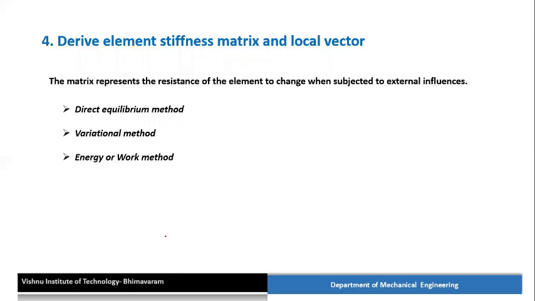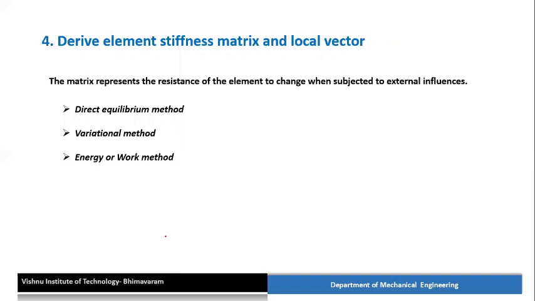If you want to derive the element stiffness matrix and load vectors, first of all, we have assumed the displacement function. The stiffness matrix or load vectors of the elements are to be derived by using either the direct equilibrium method, the variational approach, or work energy methods. We have to choose a suitable method to find its stiffness matrix.